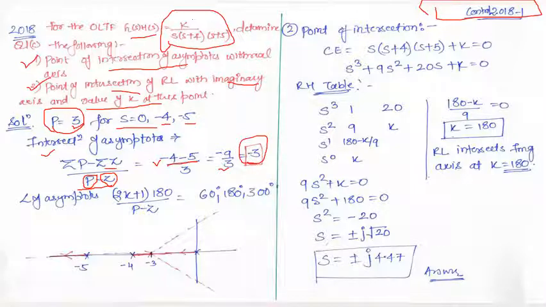Okay, that means there are 3 asymptotes which are meeting at a point on the real axis, which is at -3. So the first part is the point of intersection of asymptotes with the real axis. Okay, so this we have solved. So at -3 all the 3 asymptotes will intersect the real axis. Okay, this is the first part.